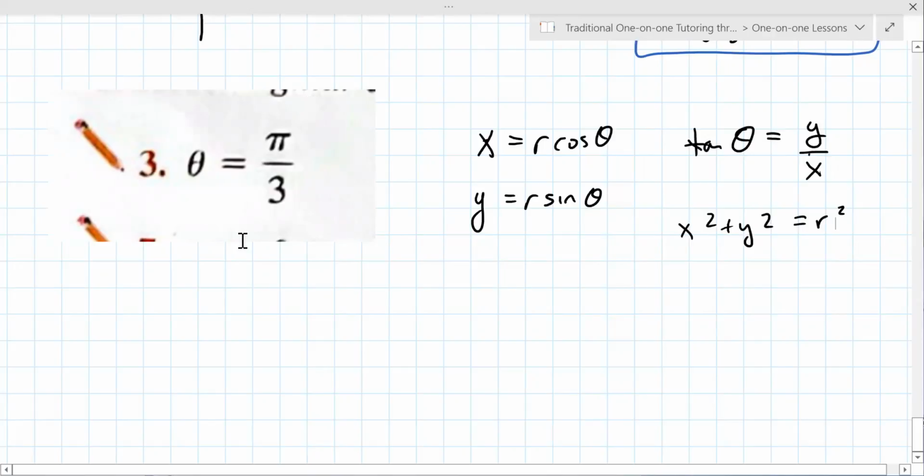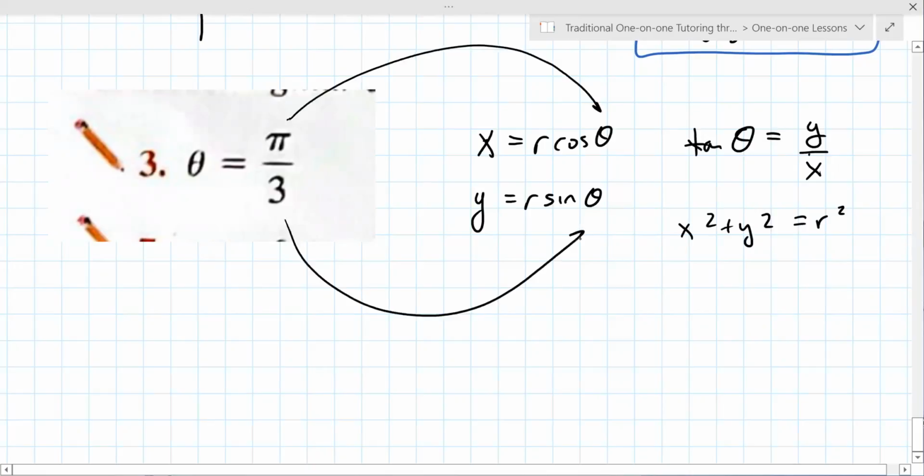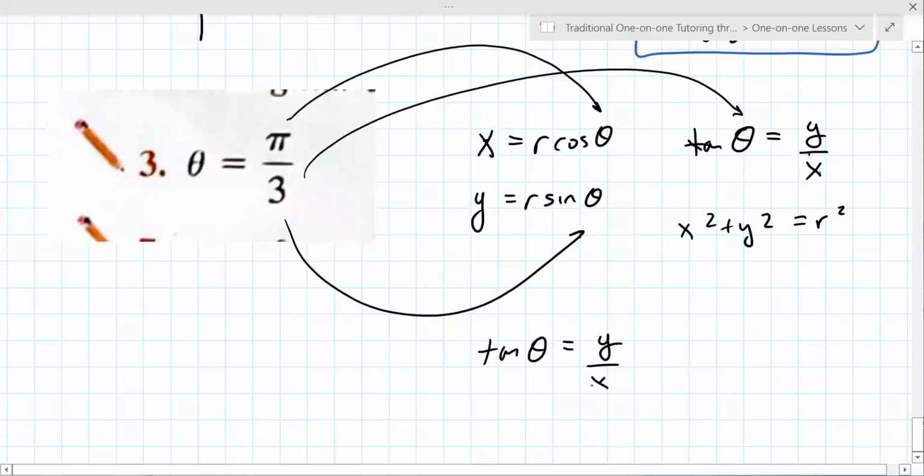So at a minimum, you should say, okay, I see it's theta. That means it goes into one of these three. You could guess, but we don't want you to guess. If you're only given theta, we're going to use the last one: tangent of theta equals Y over X. We're going to plug that value in for theta.